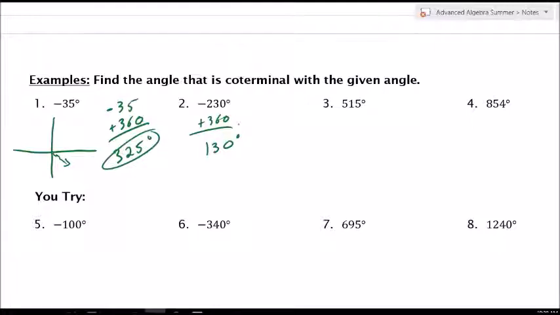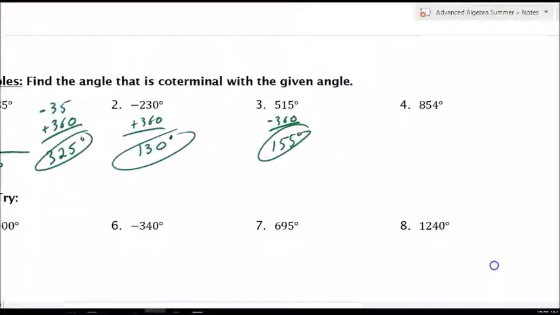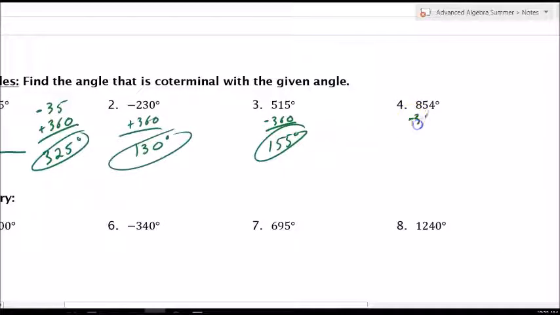Now here we have a positive angle. So instead of adding, I'm going to subtract 360. Because we need all of our answers to be positive numbers between 0 and 360. So 515 minus 360 gives me 155. It's now a positive number between 0 and 360. Here we start with a positive, so we're going to subtract. We get 494. It's not quite small enough yet, so we're going to subtract 360 again until we arrive at a positive number between 0 and 360. I get to 134, so I'm good there.